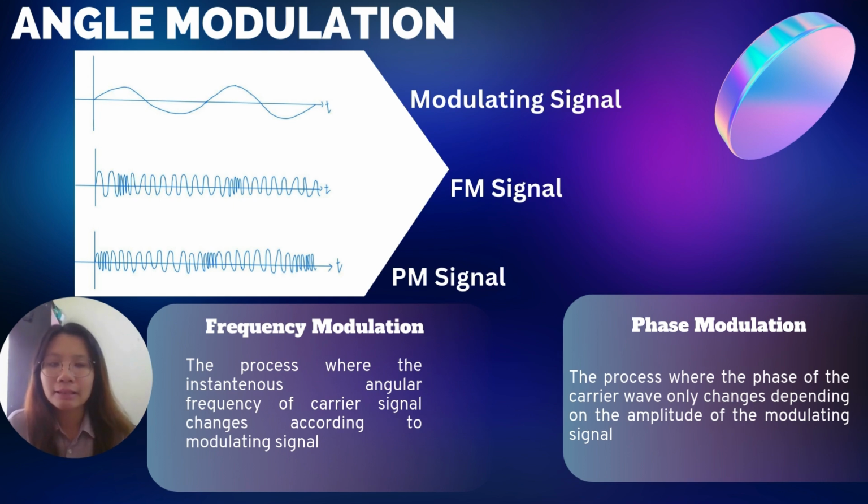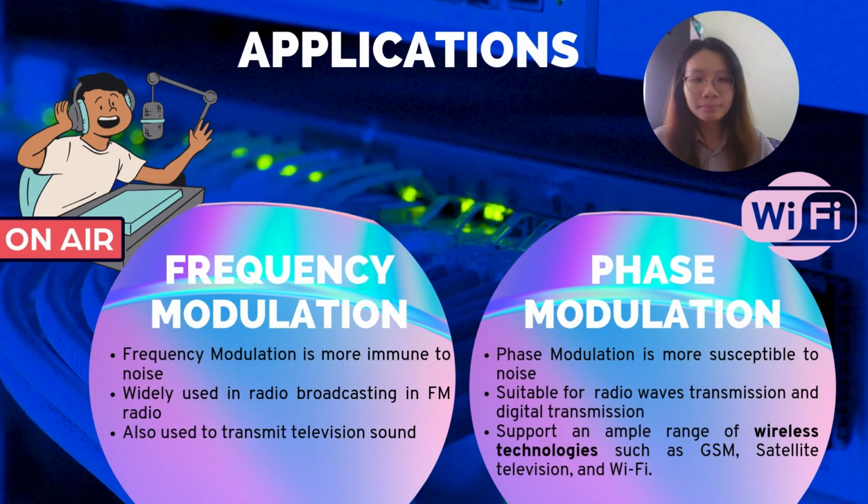Okay, so let's see the diagram. The first signal is the modulating signal, which is also known as the message signal. The FM signal increases the frequency when the modulating signal reaches its peak. On the other hand, the PM signal changes its frequency or phase at the start of the wave.